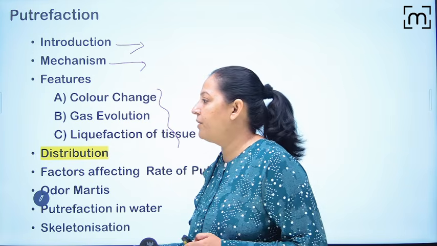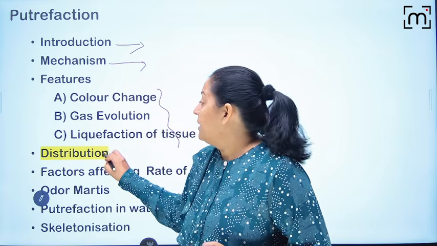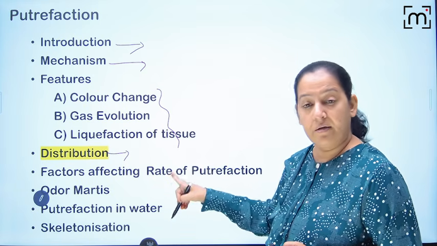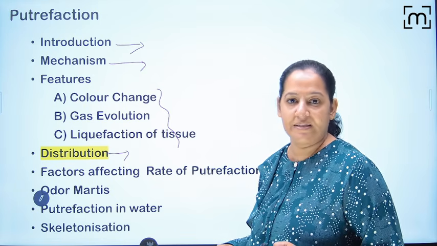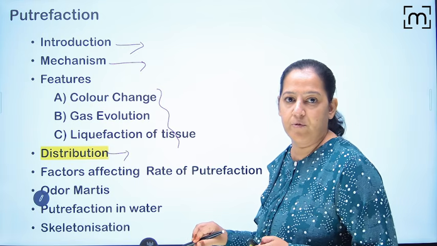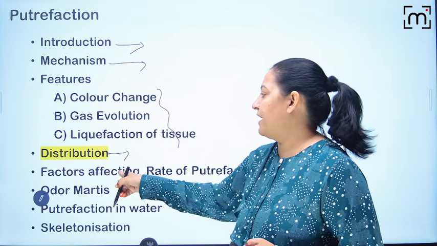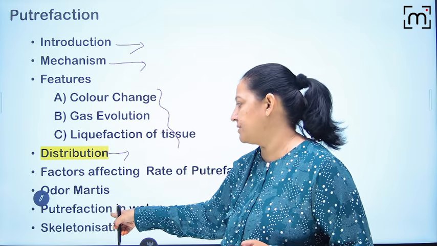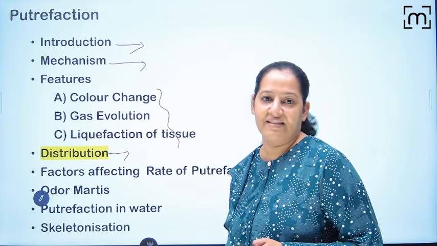Now I'm coming on to the distribution of putrefaction. Tell me the sequence in which putrefaction occurs, the distribution. After that I will tell you the factors affecting the rate of putrefaction and some small terms like what is odor mortis, putrefaction in water, skeletonization, all these.